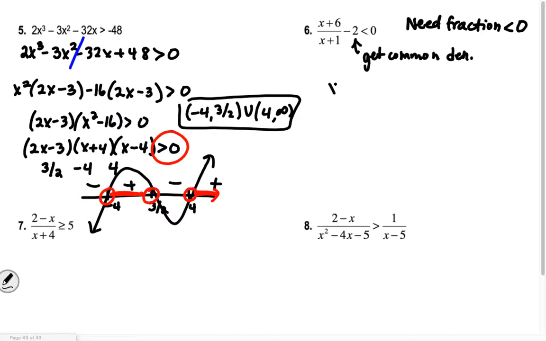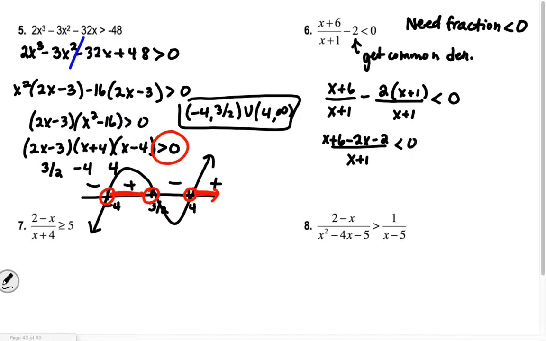All right, so if I get common denominators, I have x plus 6 over x plus 1 minus 2. What do I need to multiply by on the top and bottom so that it has common denominators with the thing that's next to it? Yeah, x plus 1 over x plus 1, right? When we do, we're able to put it all over the common denominator of x plus 1. Then I have x plus 6 minus 2x minus 2 is less than 0. So I get negative x plus 4 over x plus 1 is less than 0.